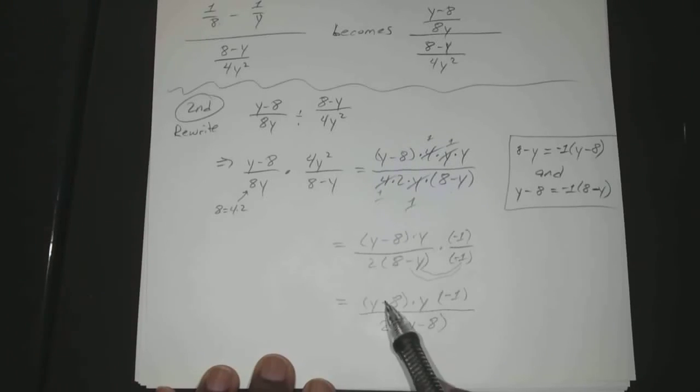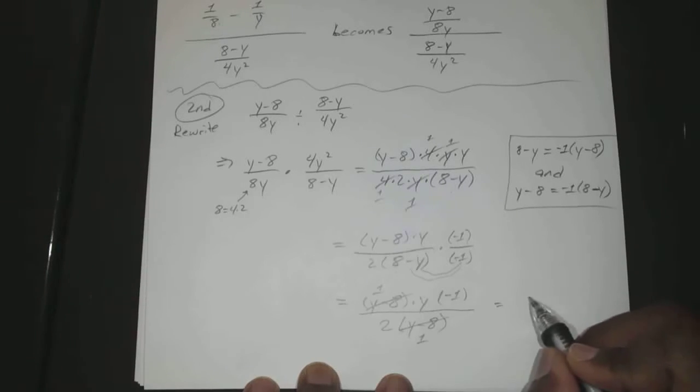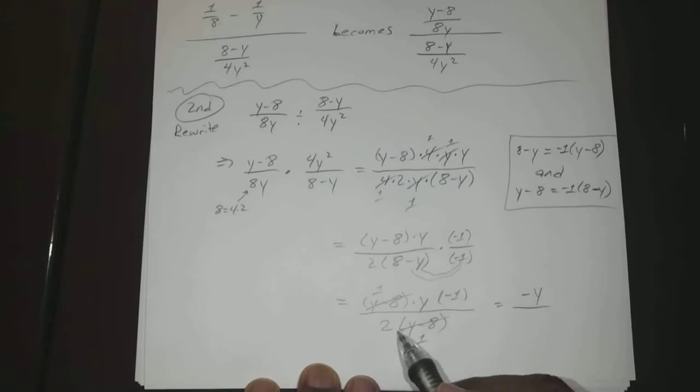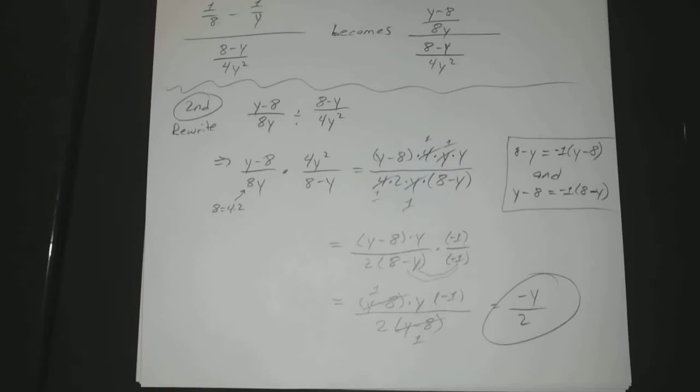Okay. So now that you have these being the same, we can cancel those two out. So we're left with negative 1 times y, which is negative y, over 2. Any other questions on this one?